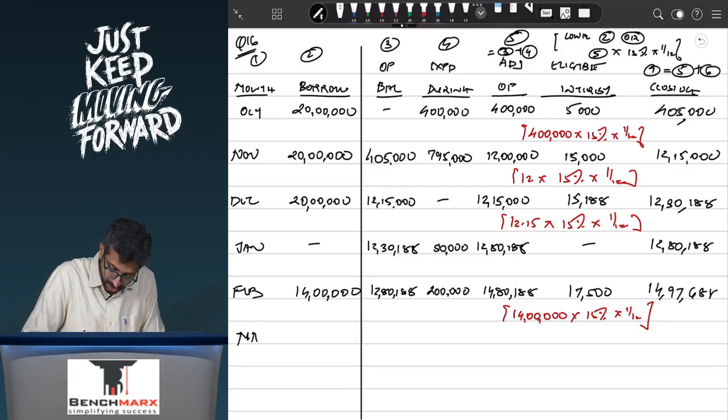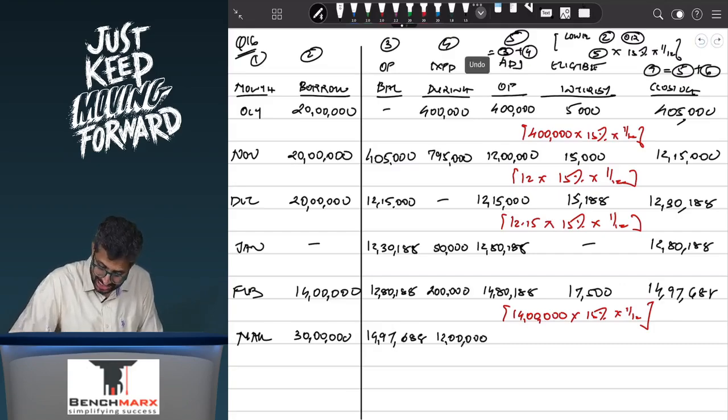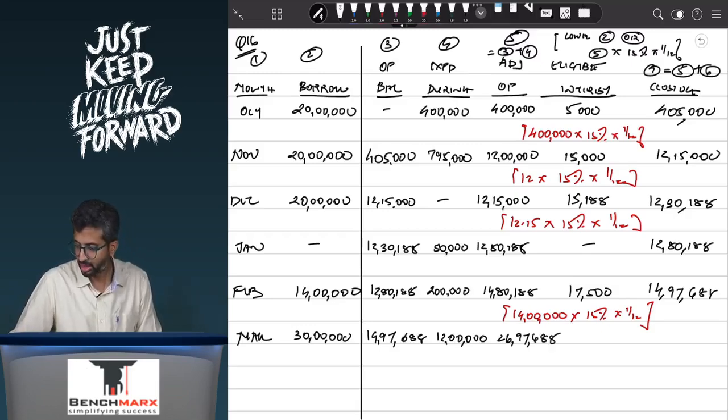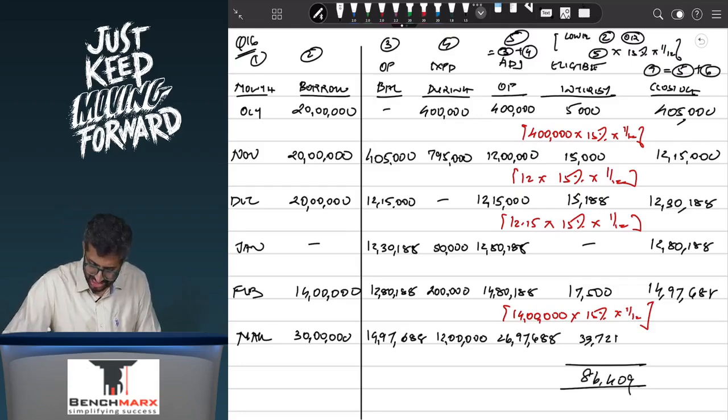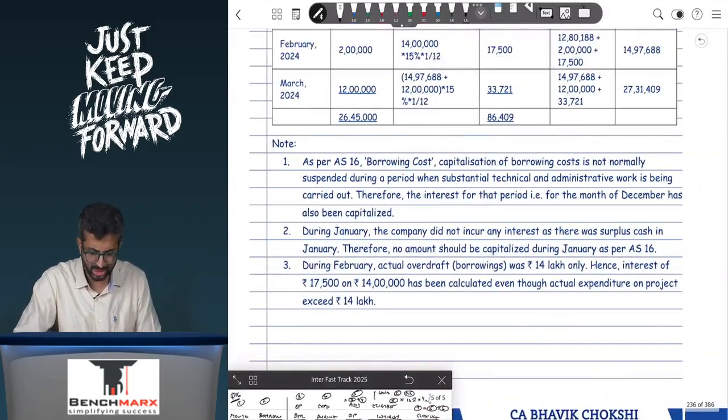And in the last month, in the month of March, you have a good 30 lakhs worth of borrowing. On 14 lakh 97,688, I believe you spent another 12 lakhs in the last month, and hence this is 26 lakh 97,688 into 15% divided by 12, because it is less than 30, and comes to 33,721, and you will get the answer. The question asks you how much is the interest to be capitalized. You will take the total of all of these numbers, and you will possibly get around 86,409. So just in case this question lands up, it is going to be in a similar format.